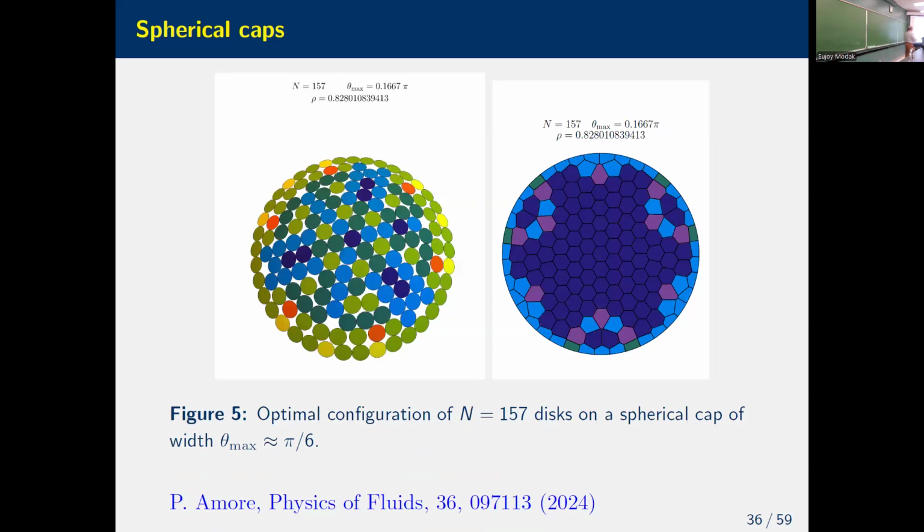And I just want to show you this special configuration that I found. Theta max is the angular width of the cap, which in this case is pi/6. And at this number of particles, 157, you discover that a highly symmetrical configuration emerges.